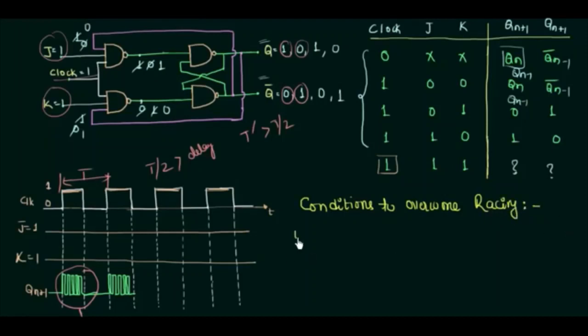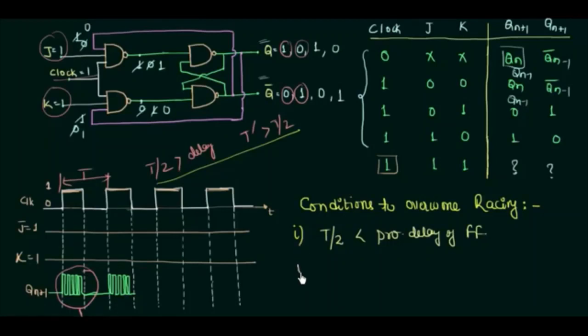Okay, so let's first talk about this thing. When I explained why the half time period of the clock must be greater than the propagation delay of the flip-flop to attain racing. But we don't want racing, so what we will do is make the half time period of the clock less than the propagation delay of our flip-flop. So this is the first condition by which we can overcome racing.